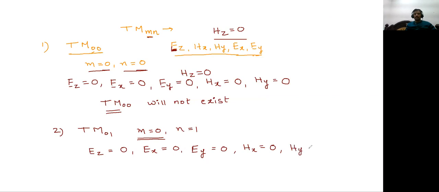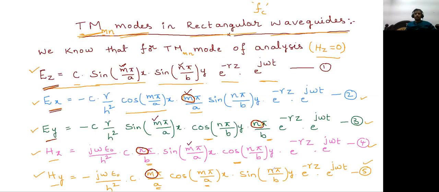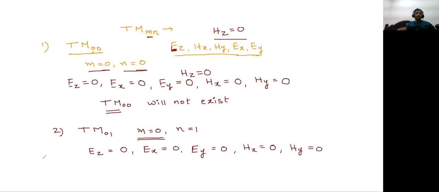Similarly, if you observe HY, there M is outside, so this is 0, 0 into whole thing is 0. So HY is also 0. And already we know that HZ is 0. Again, all six components will be 0. So we can say TM01 also will not exist. If at least one component is non-zero, then we can say that particular mode will exist. But here, all the components have become zero. So there is no question of TM01 existing.